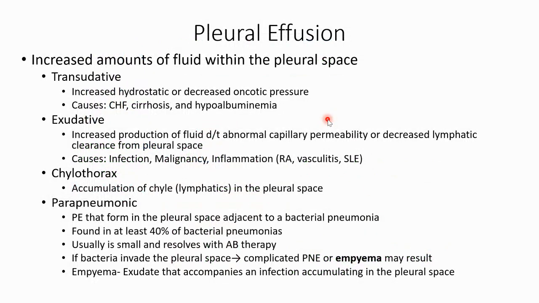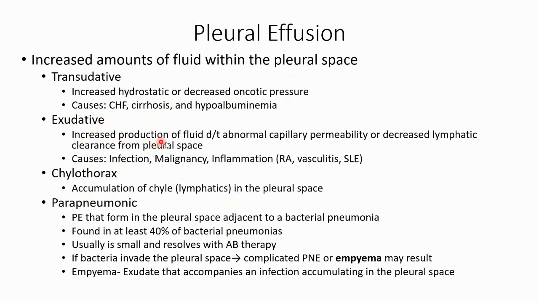This is a little bit of just kind of what I said. I want to go through it quickly, but I want to review kind of the difference. Increased amounts of fluid within the pleural space, either transudative or exudative, and then we'll talk about the chylothorax and then something a little different. So transudative, increased hydrostatic or decreased oncotic pressure. These are the common causes: congestive heart failure, cirrhosis, and anything that causes a low albumin, just hypoalbuminemia.